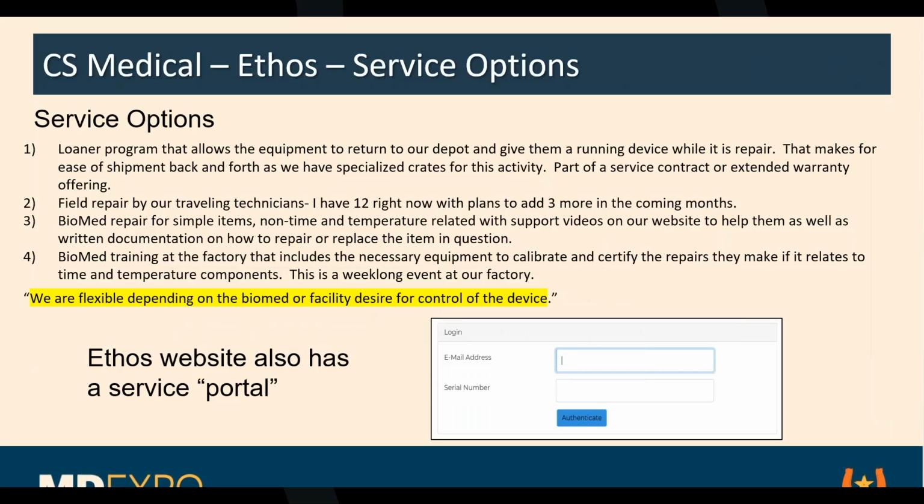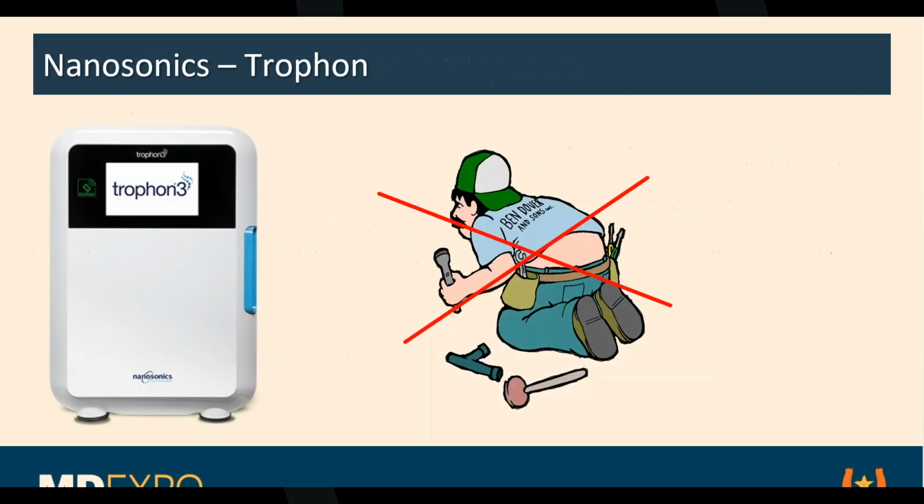So in terms of service options, I found CS Medical has a lot of service options. They like to work with the biomedical engineers. They have a service portal on their website, and so they are good at working with biomeds. Nobody wants to send somebody in for something, especially when you guys are the experts in these areas.